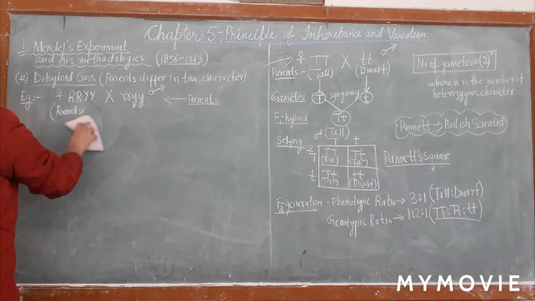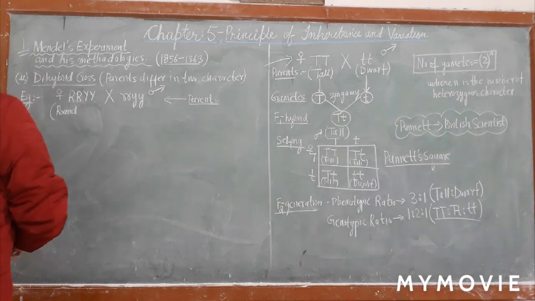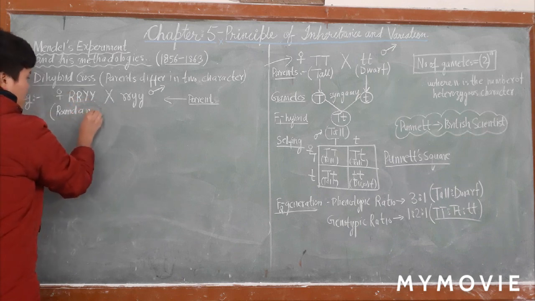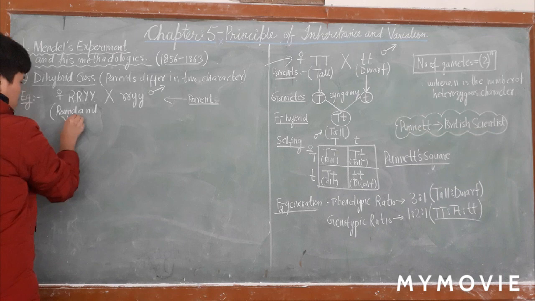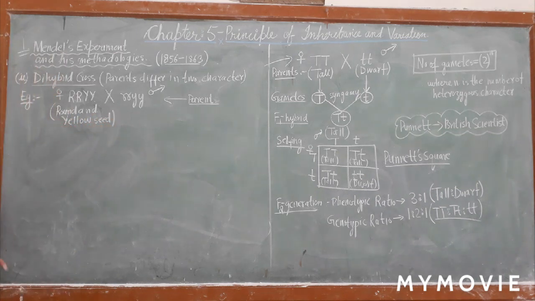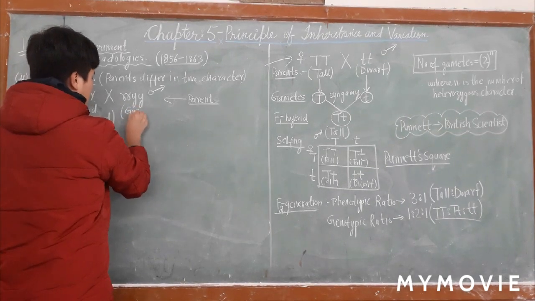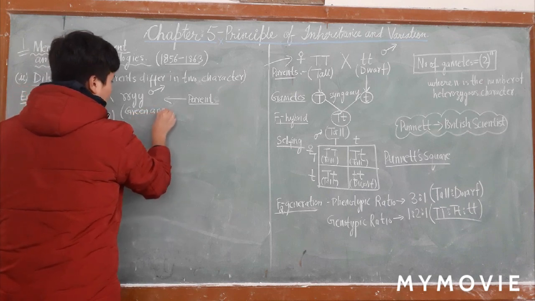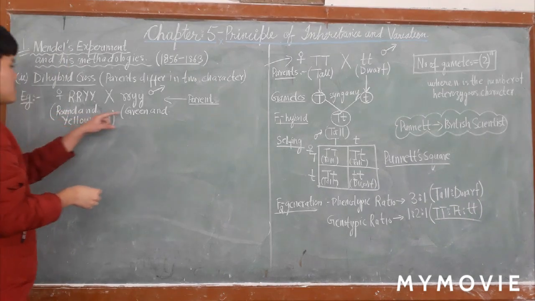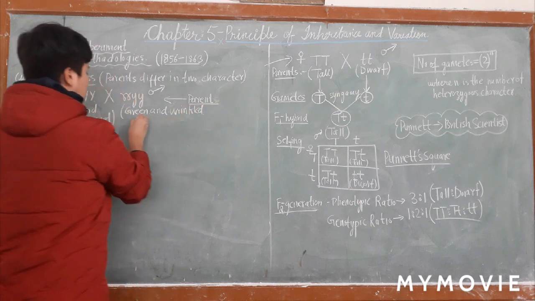And seed color is the third character. The traits are yellow seed and green seed. Yellow seed is dominant, written as capital Y. So these are the round and yellow seed. Then small r and small y, green and wrinkled seed.